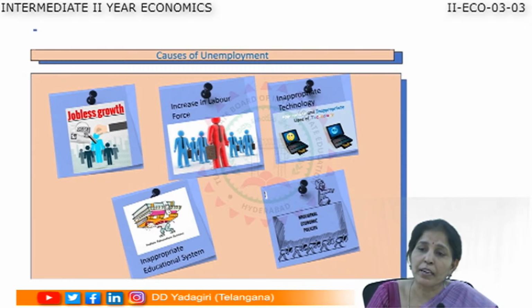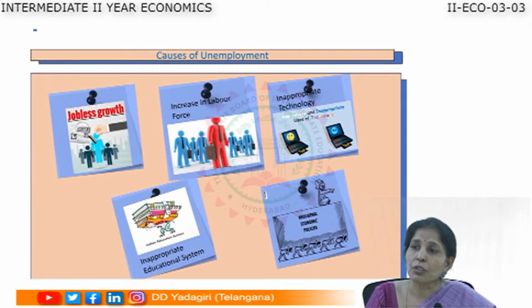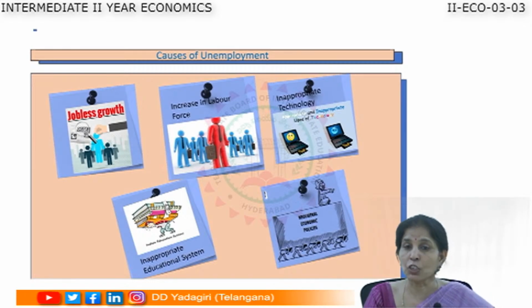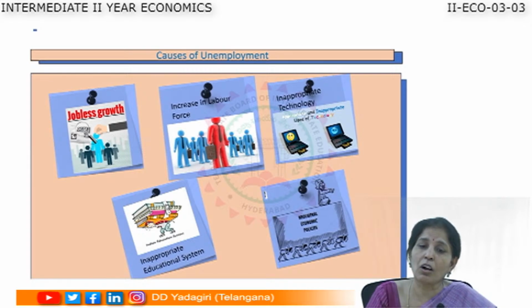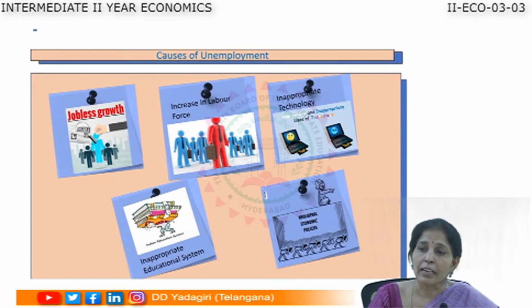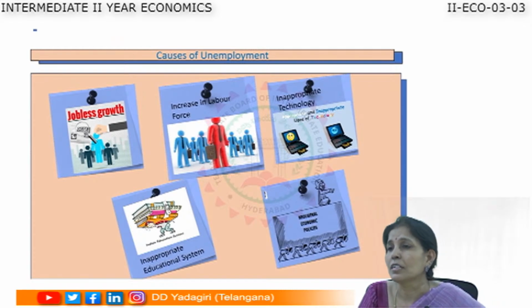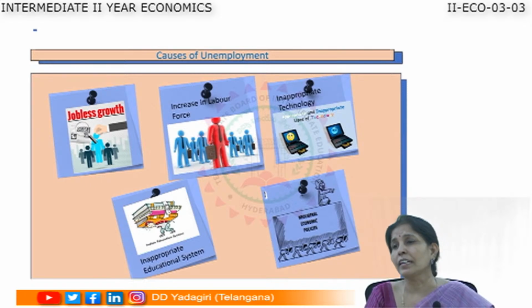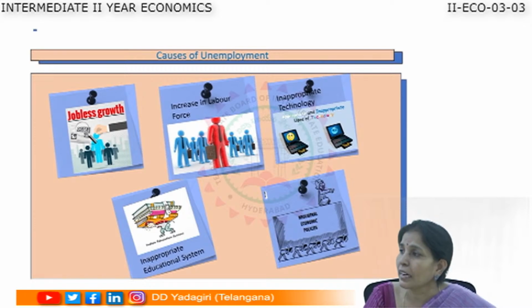So with inappropriate technology, we have to adapt. The labor needs to be adapted to the technological development. That is one thing. There should be technological development in all the sectors. Today, if we see industries, yes, there is technological development, but there should be more technological development even in the agriculture sector. So this inappropriate technology to a certain extent is creating unemployment situations in an economy.